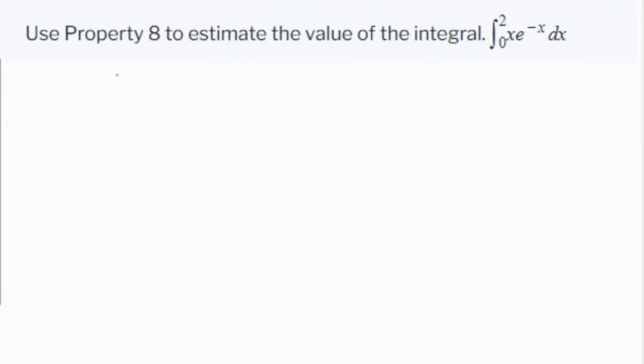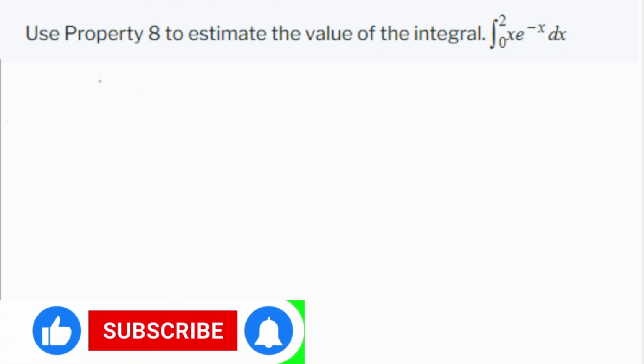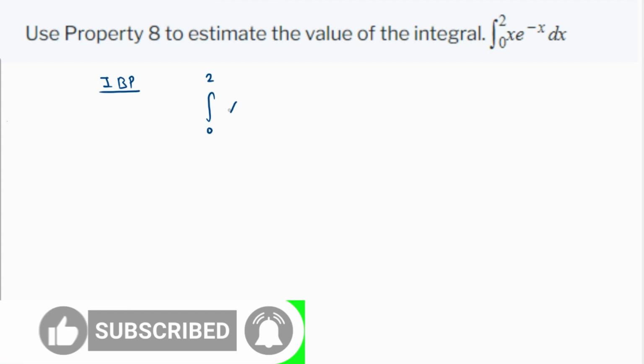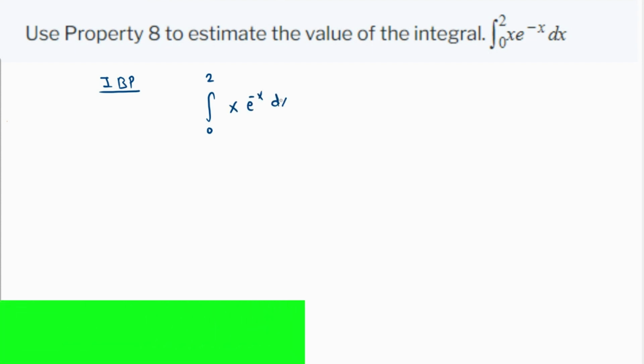We have to use the property 8. I don't know what that property is, but we have to estimate the value of this integration. So I know that this needs to be solved with integration by parts. So that is the integral from 0 to 2 of x times e raised to minus x dx.